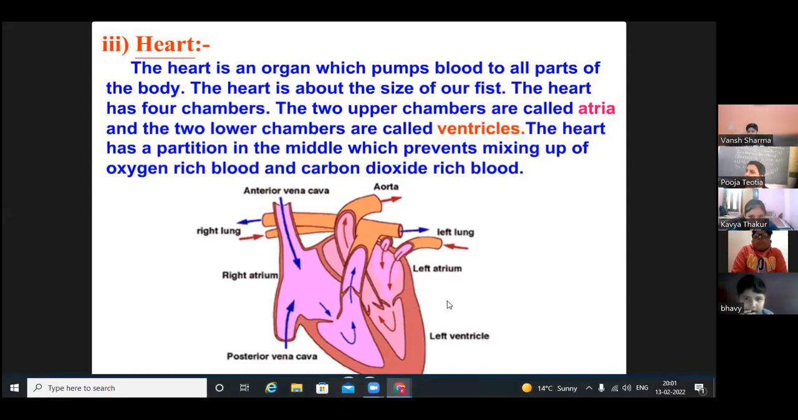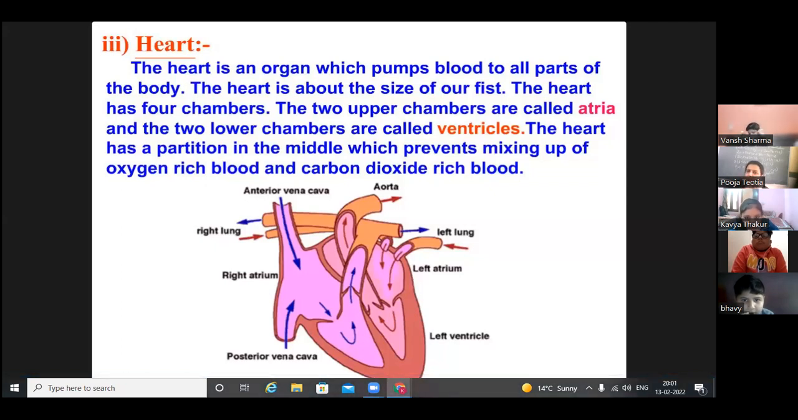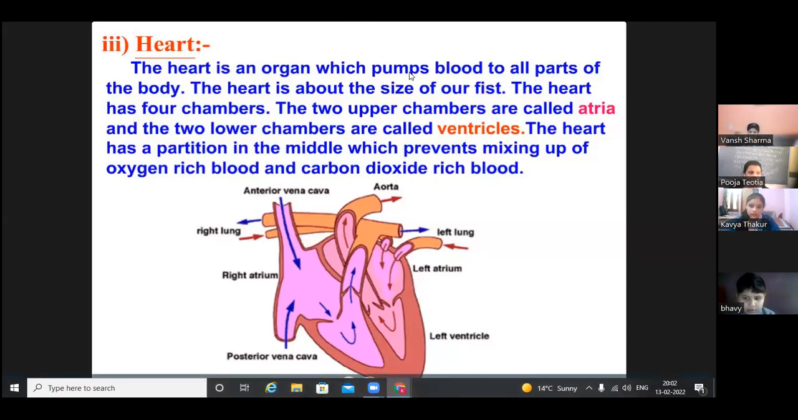blood. Beta, see, the heart is an organ which pumps the blood to all parts of the body. Okay, size is like a fist. It has 4 chambers. Upper 2 chambers are the atria and lower 2 chambers are the ventricles. Now in the heart, there is a partition. Otherwise, both bloods will mix with each other. Oxygen rich and carbon dioxide rich blood will mix. So to avoid the mixing, there is a partition in the middle. That partition is known as septum. Kindly write down, septum, S-E-P-T-U-M, which prevents mixing up of the blood. It does not let the two bloods mix. Oxygen rich and carbon dioxide rich blood does not mix.